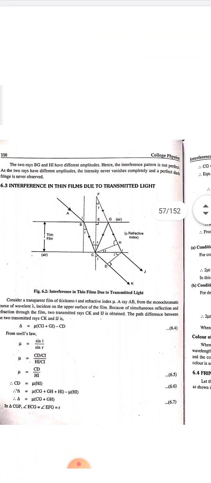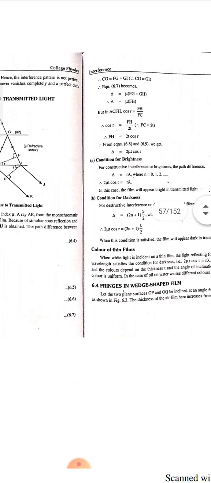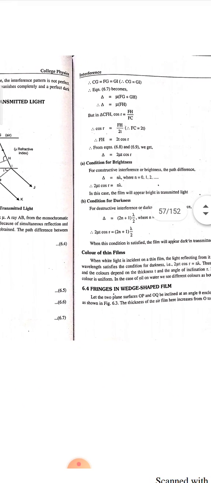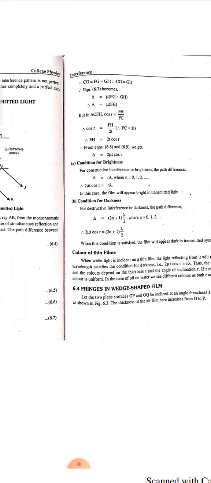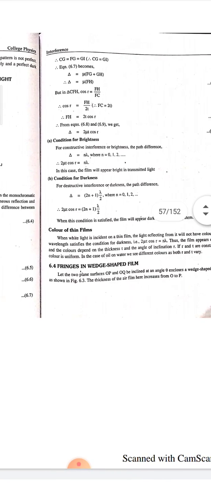Interference in the film due to the transmitted light. Here again, the path difference delta is equal to 2 mu t cos r. This is the equation for the path difference, and then there are the conditions for constructive and destructive interference. We are not going into detail on this particular thing.